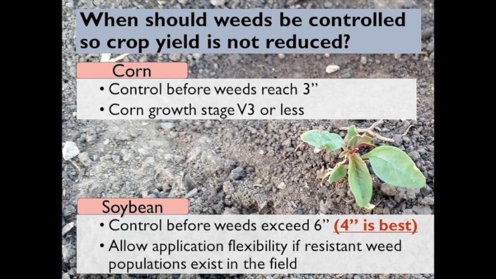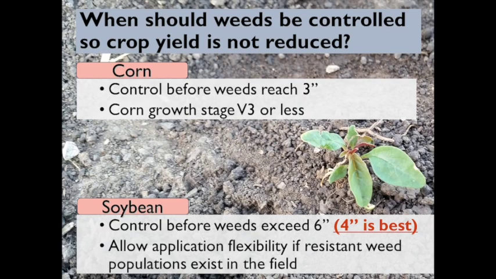So when should weeds be controlled so that crop yield is not reduced? Most Illinois row crop weeds should be controlled within 4 to 6 weeks after crop emergence. More specifically, in corn, control weeds before they reach 3 inches in height. In soybean, control weeds before they exceed 6 inches in height. Palmer amaranth is the exception to this rule and should be controlled before exceeding 3 inches.